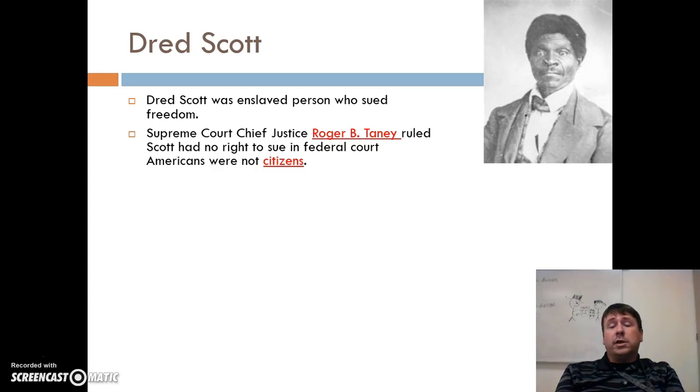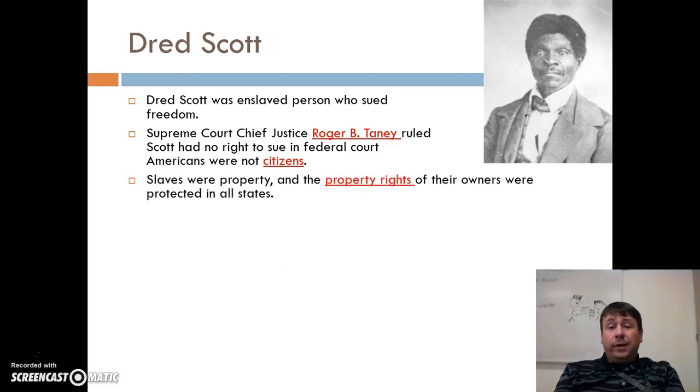And in the Supreme Court decision, which is considered one of the worst decisions in the history of the court, the Chief Justice, Roger B. Taney, ruled that Scott had no right to sue in federal court. His reason for this was that African Americans were not considered citizens, which is a harsh ruling. Because as we all know, everybody's a citizen that's born here. It doesn't matter your skin color or anything like that. You have your rights. You're protected by the Constitution. But by this, basically, it eliminates any type of rights for African Americans.